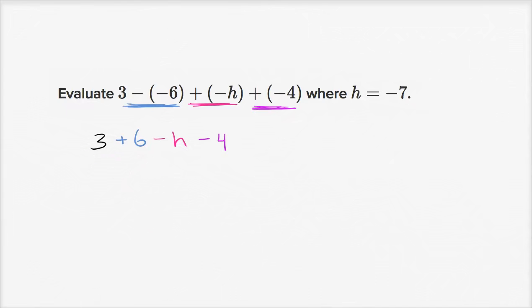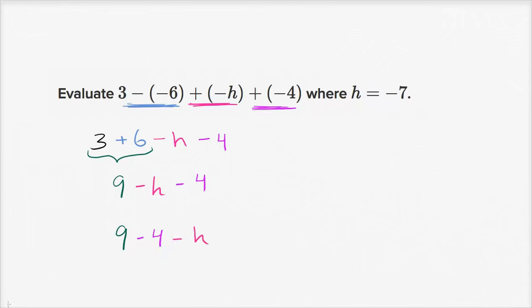So 3 plus 6 is 9. So that's 9 minus h minus 4. Now I could change the order in which I do this addition or subtraction. So this is going to be the equivalent of 9 minus 4 minus h.